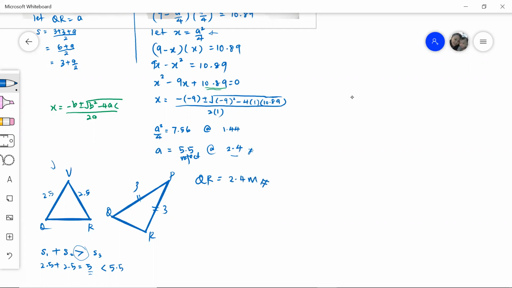Okay? Because of this, S1 plus S2 must be greater than the third side. You can try to use your compasses to construct with the 5.5. You construct the 5.5 first, and you try to construct the 2.5 and 2.5. See if you can find the point V. Okay, you can try that. But the answer is 5.5, we got to reject. So we have found the answer for part A, which is 2.4 meter.